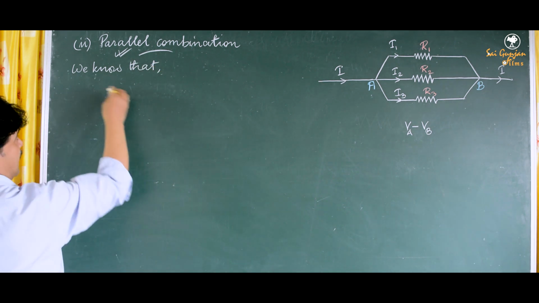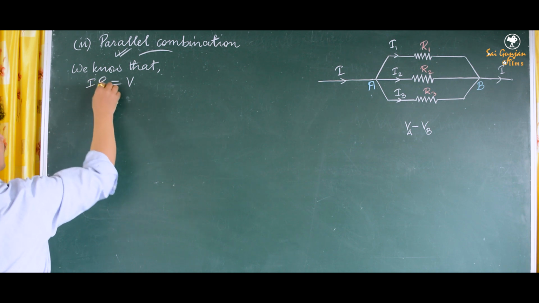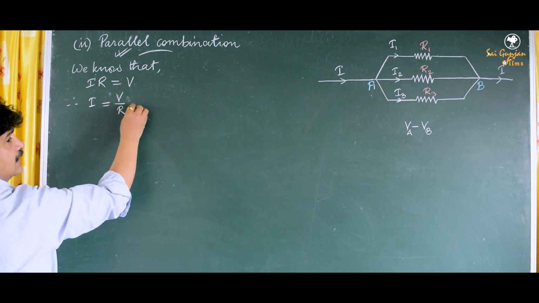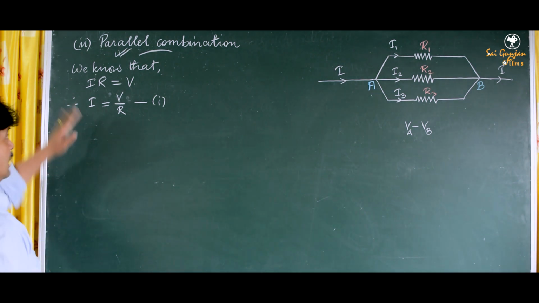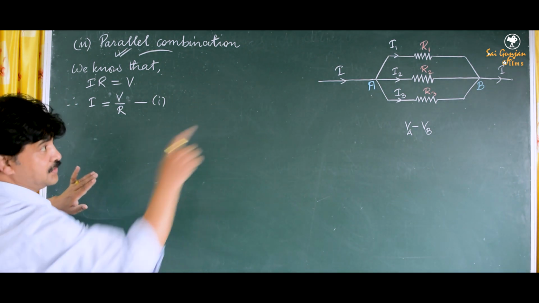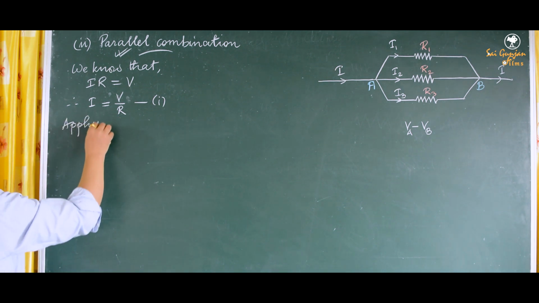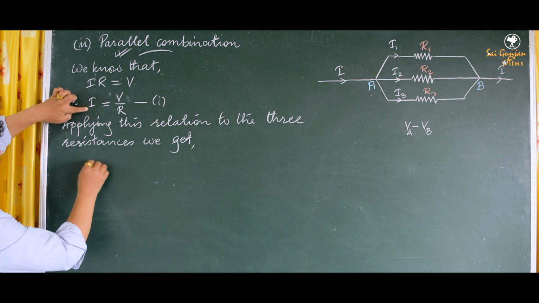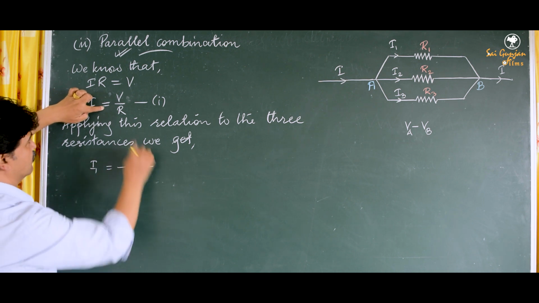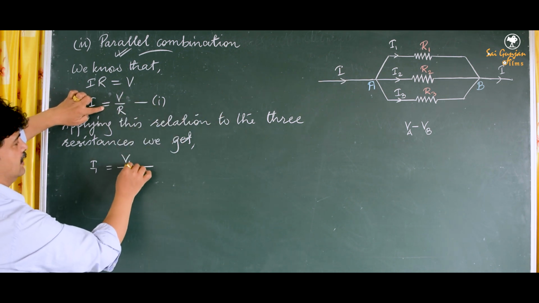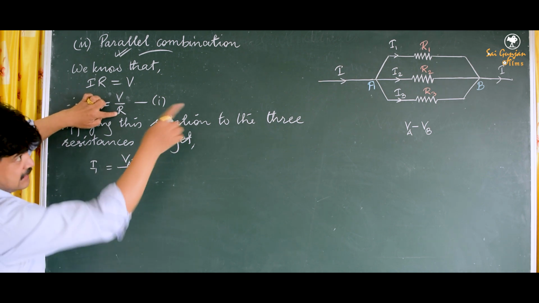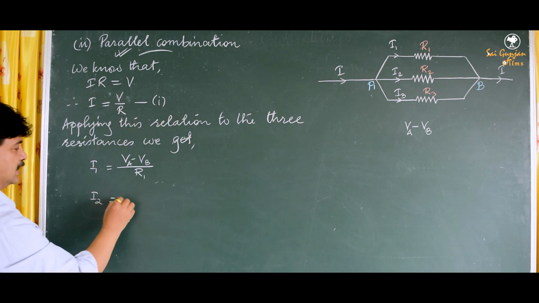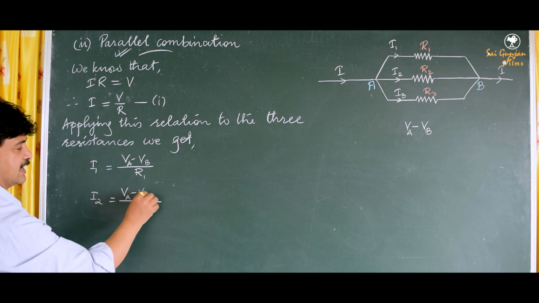So according to Ohm's law, we know that V equals IR, isn't it? So what is I equal to then? It is V divided by R. Let this be equation number 1. Now we'll apply this equation to all the three resistances. Now I for the first one is I1 equals, now what is V for the first one? It is VA minus VB. And what is the resistance for the first one? R1. Now similarly for the second one we can write I2 is VA minus VB, it is the same, and it is R2.